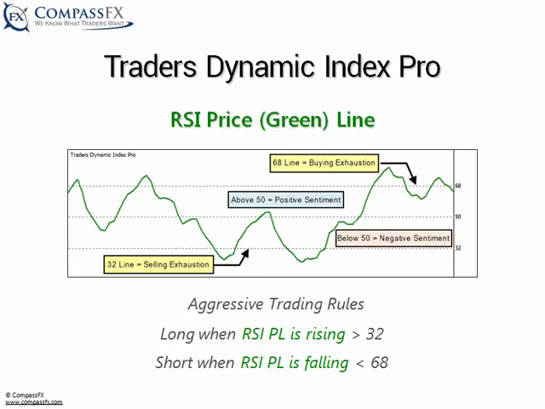Now, an aggressive trader tends to jump onto a trade when there is a rise in momentum, when there's a strong push in the market. So as an aggressive trader, trade long when the green line starts to rise above the 32 level. And look to trade short when the green line starts to fall from the 68 level.